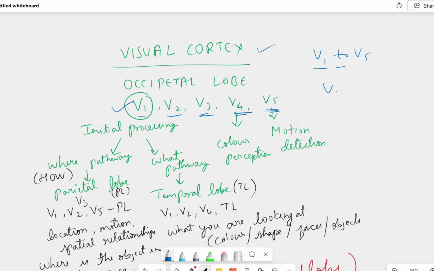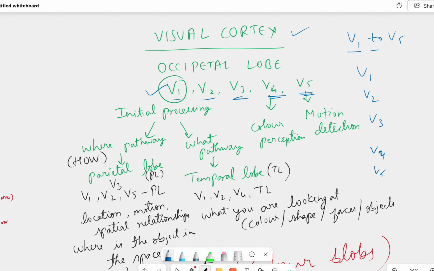Like first, visual information is received in V1. There's further processing in V2. Later, the information is further processed in V3, V4, and V5. So there is a sequential processing of information which happens in the occipital cortex. Okay. First, a little bit we'll understand about the V1 area.